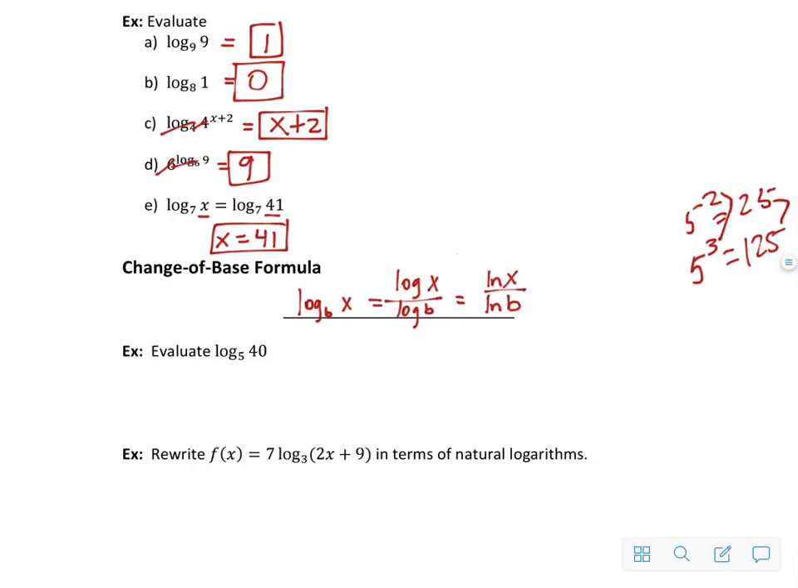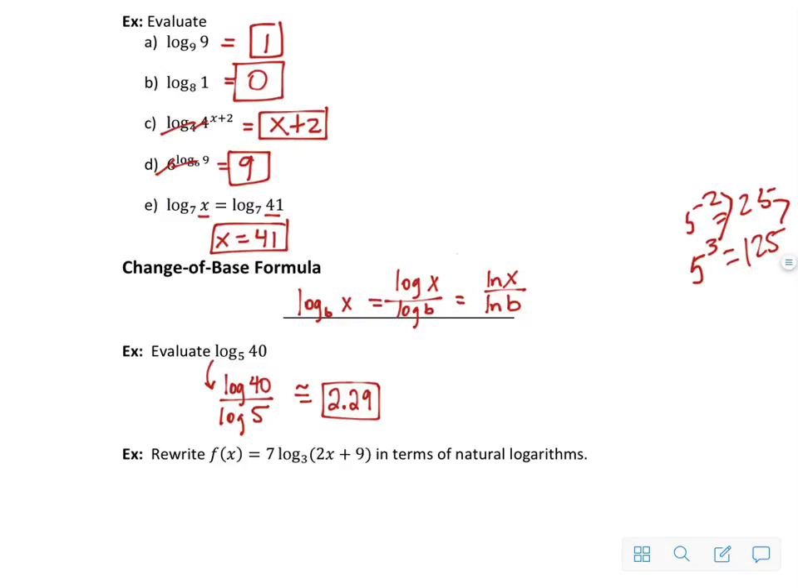Well, I use the change of base formula. That's log of 40 divided by log of 5. If you want to find log for any base, that's how you do it. Take the log of the number over the log of the base. So I plug that into my calculator, and I got 2.29 approximately. I rounded, but give that a shot. Plug it into your calculator. Type log of 40 over log of 5. This is what you get.